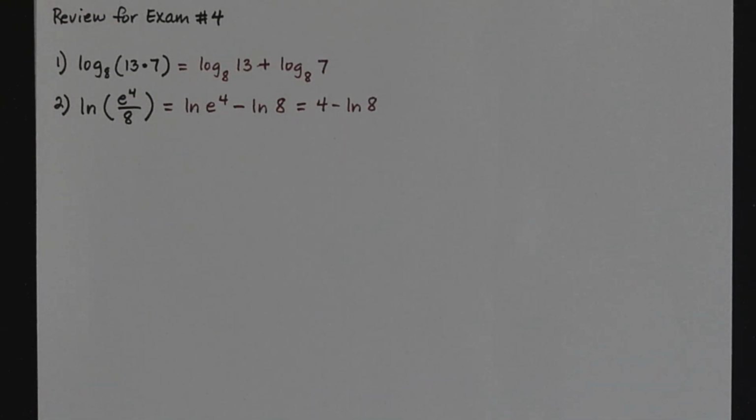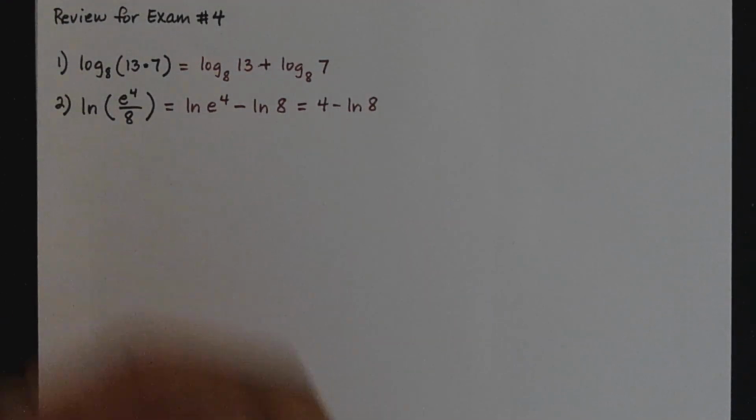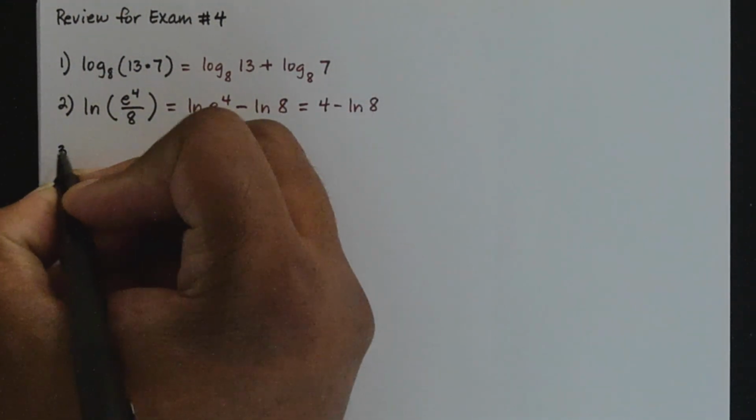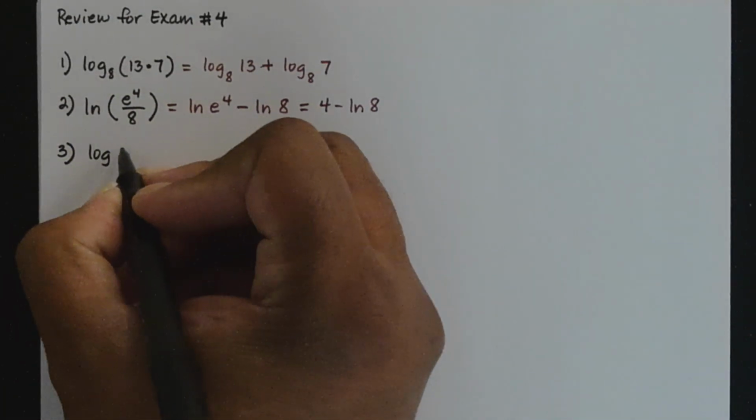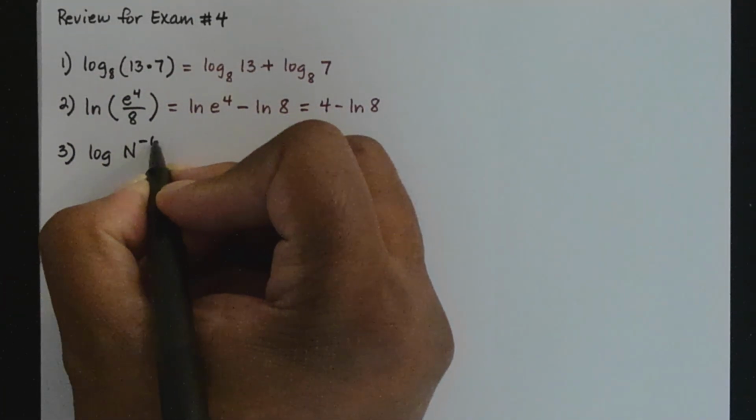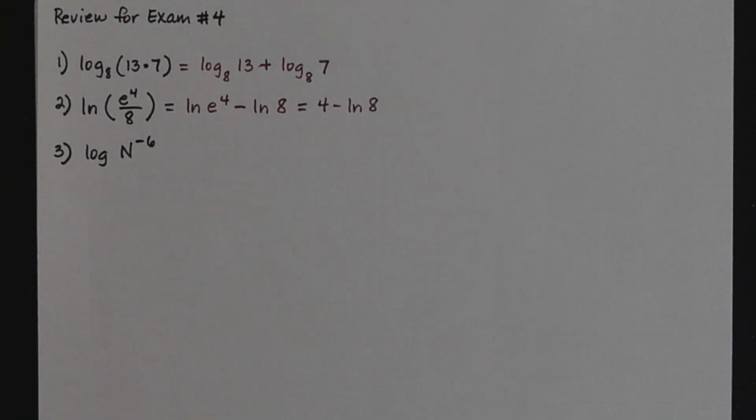Okay. Questions on number 2. All right, number 3. Let's say we got the log of n to the negative 6th power. So for log of n to the negative 6, what rule do I need to use here?